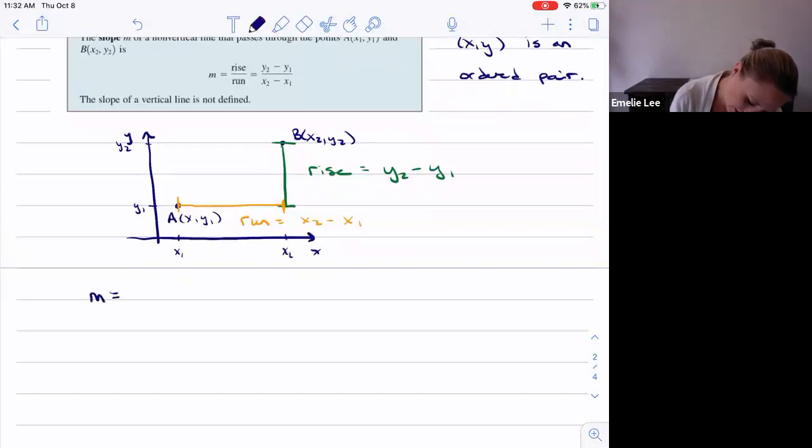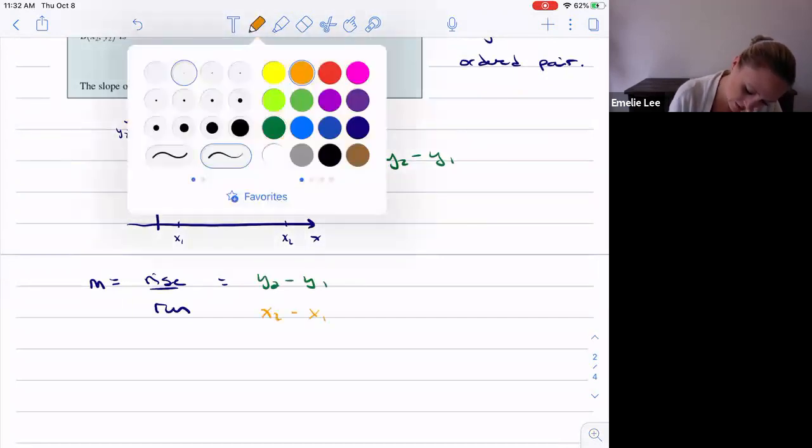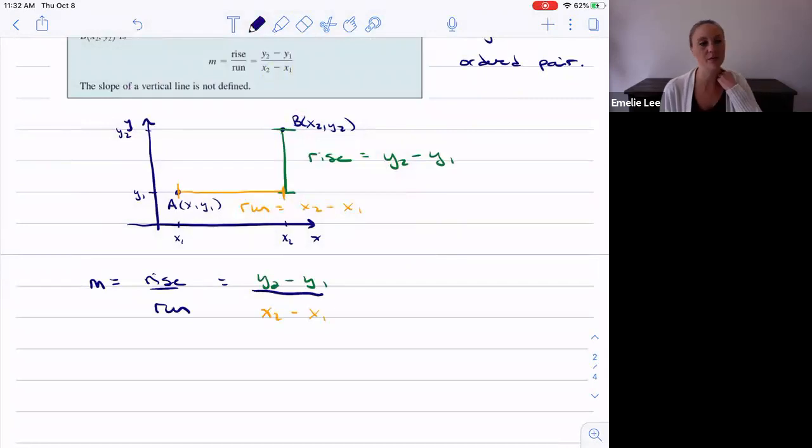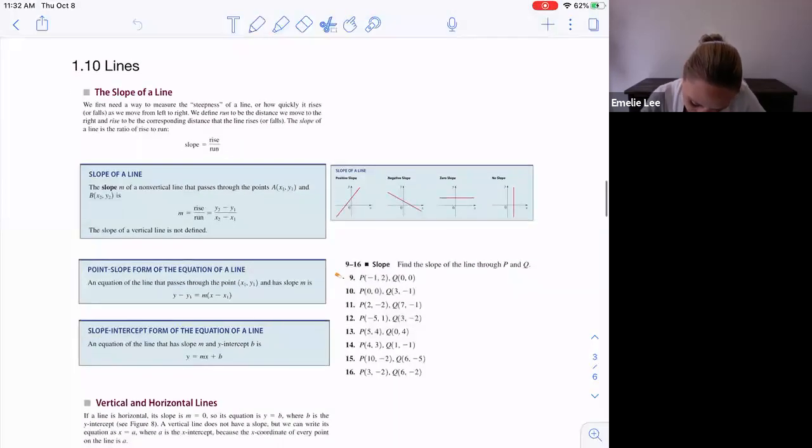So if we have m, which is the slope, which is the rise over run, then what you have, and I'll use the same colors, y2 minus y1 over x2 minus x1. I'll use the neutral blue. Okay. So that's how you're going to find just the slope between 2 points. So let's have a look at some of these problems here.